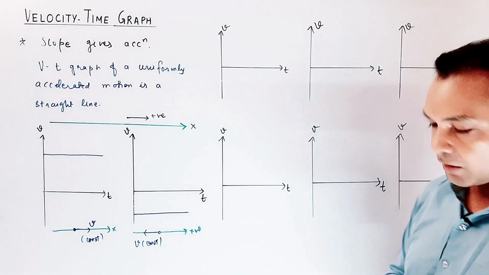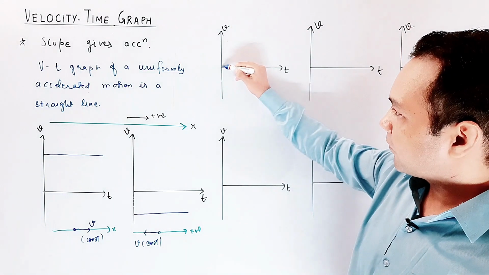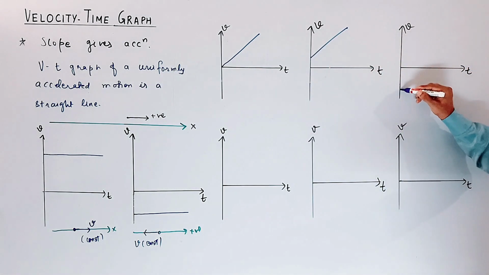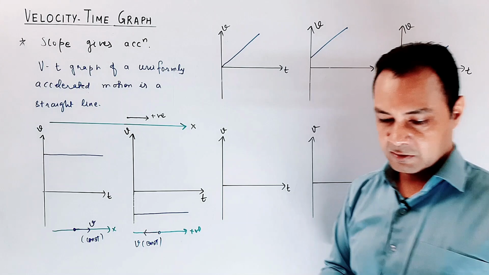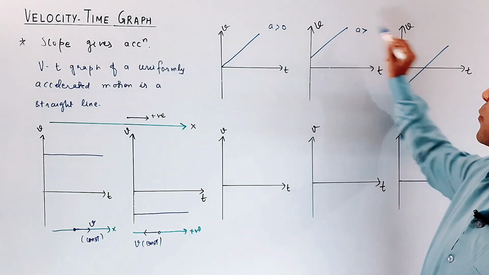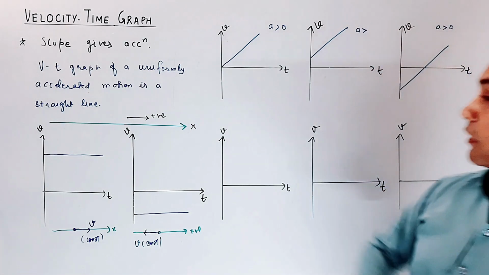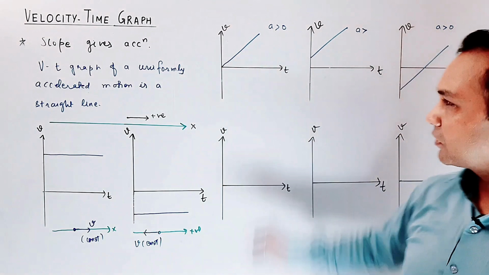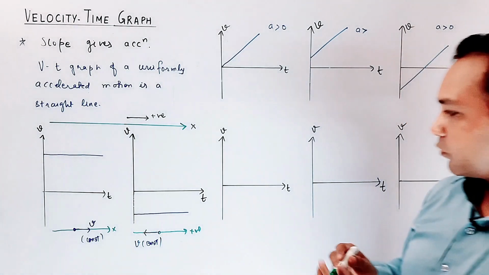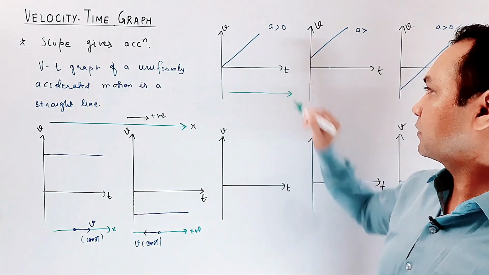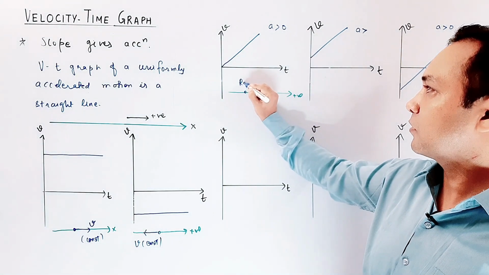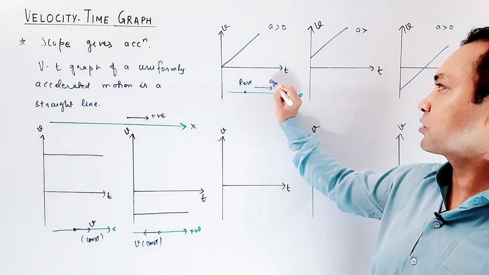And then we can have velocity-time graphs like this, like this, like this. In all these three cases, acceleration is positive and constant because the slope is positive. Initial velocity here is 0. Initial velocity here is positive, initial velocity here is negative. So these motions can be represented as follows: this is the positive direction. It starts from rest and moves along this direction.